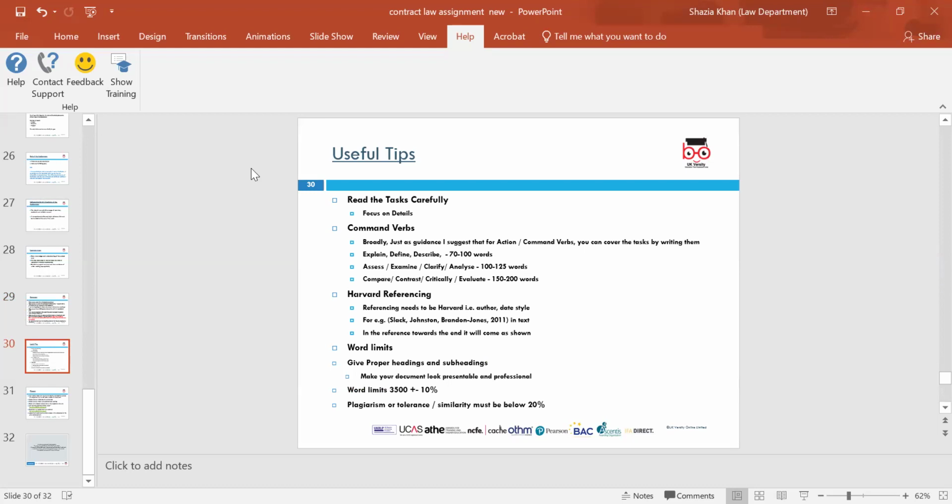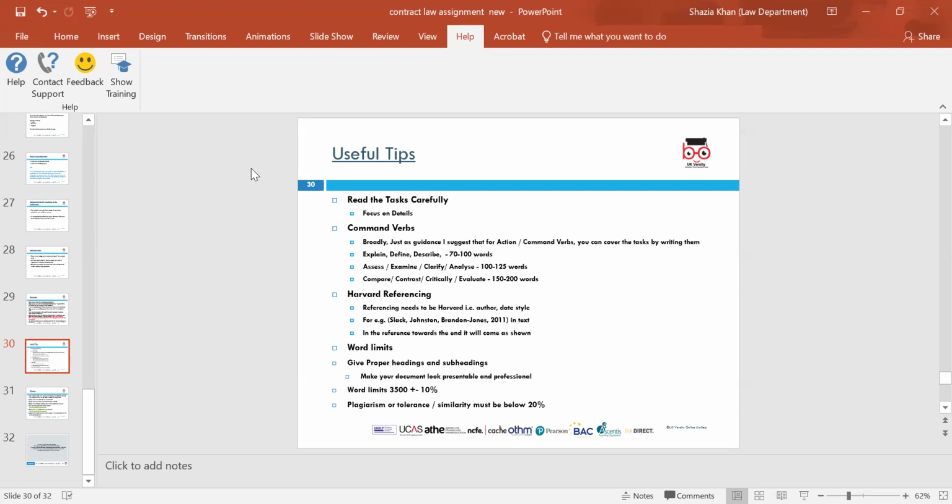Command words. Broadly, just as guidance, I suggest that for action command words, you can cover the task by writing the following. Explain, define, describe: 70 to 100 words. Assess, examine, clarify, analyse: 100 to 125 words. Compare, contrast, critically evaluate: 150 to 200 words.